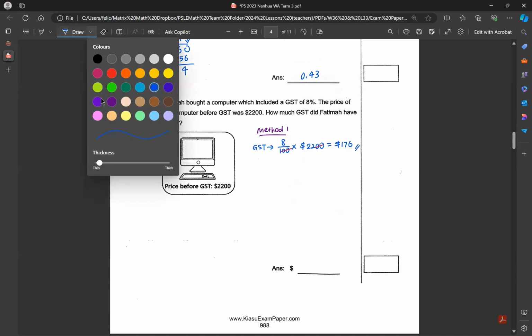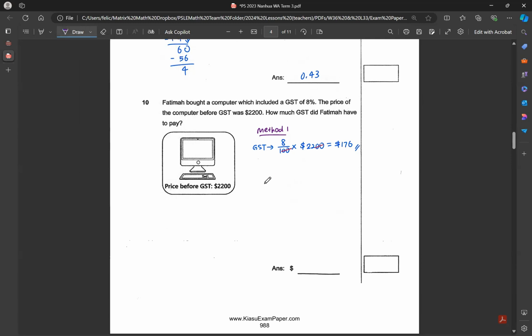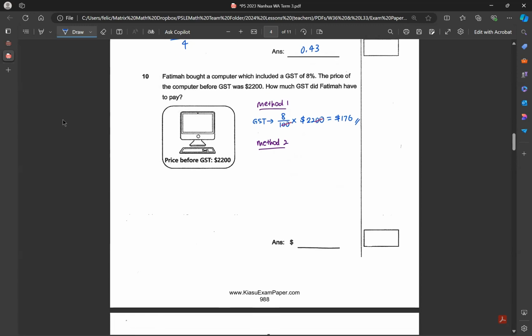All right, so I'll show you method 2 now. Method 2 is slightly longer, but it may be something that you find more familiar, as you have done it in your lower primary also, the units way. Method 2 is the unitary way. Units way means you first identify how many percent is your $2,200. Since this is the original price, it means 100%. So 100% is your $2,200.